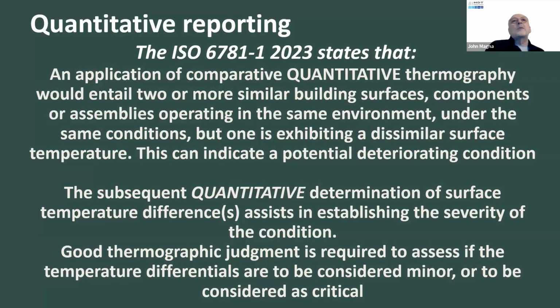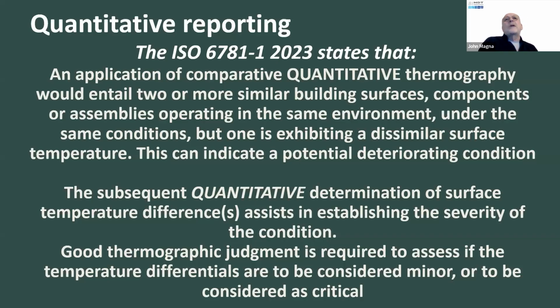ISO 6781-1 states that an application of comparative quantitative thermography would entail two or more similar building surfaces, components or assemblies operating in the same environment under the same conditions, but one is exhibiting a dissimilar surface temperature. This can indicate a potential deteriorating condition. The subsequent quantitative determination of surface temperature difference or differences assists in establishing the severity of the condition.